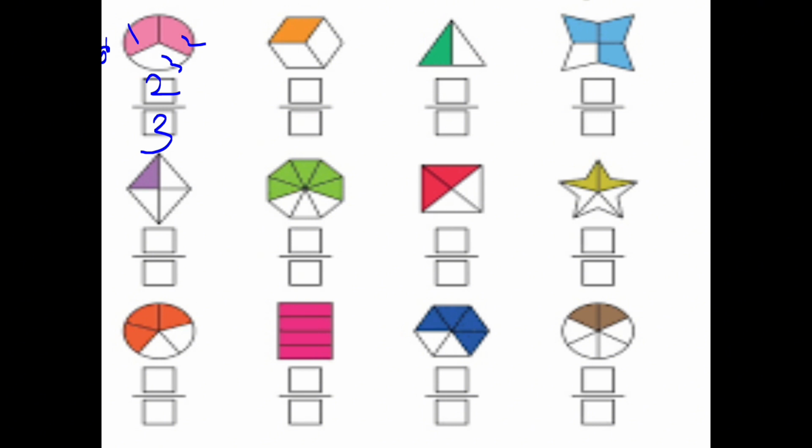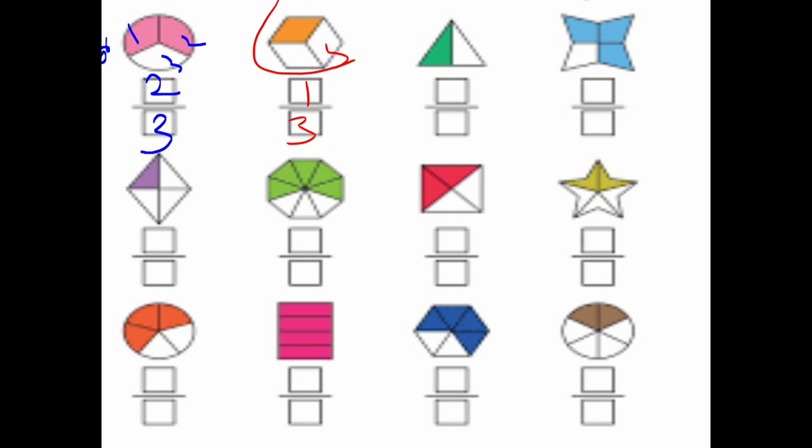So now let's look at the next shape. How many parts are shaded here? We have 1 part shaded, right? Very good. We put our 1 on top to be the numerator. And how many parts do we have altogether? We have 1, 2, 3, right? Good. And that gives us 1 over 3. Do you understand? Very good.